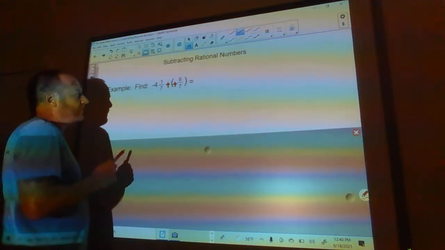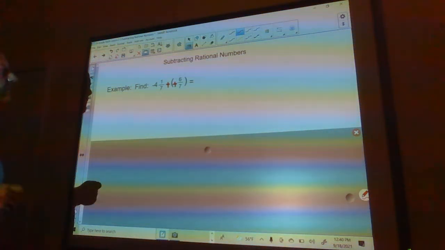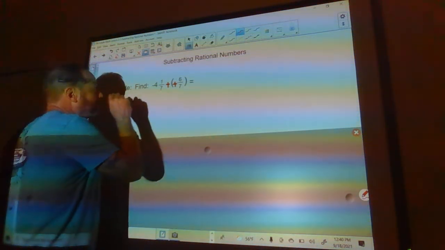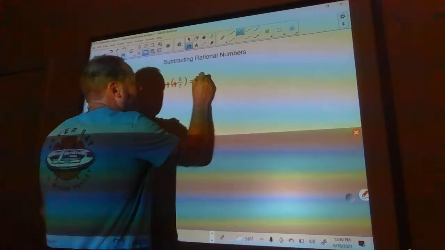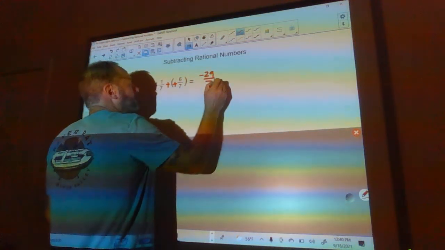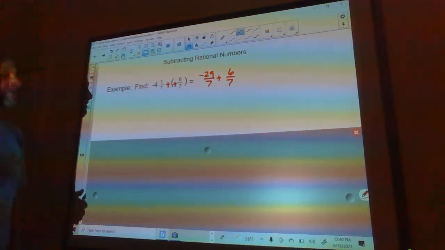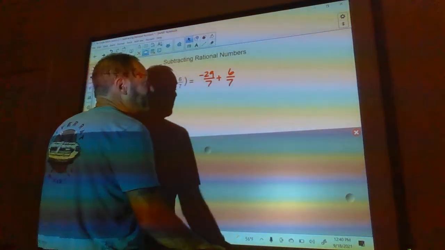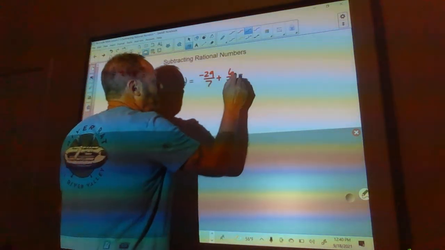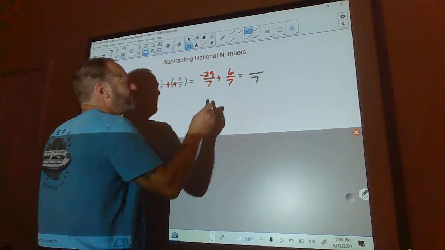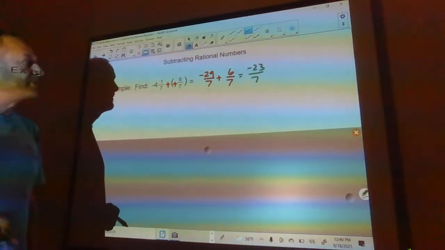Now, the best way to do this is to make this an improper fraction. So this is going to be 4 times 7 is 28 plus 1 is 29. This is negative 29 sevenths plus 6 sevenths. Fortunately, these have the same denominator already, so I can just combine these. They're going to be sevenths, and this is going to be negative 23 sevenths.